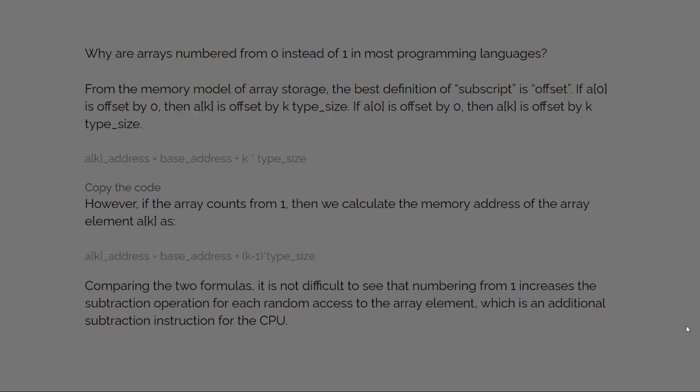Why are arrays numbered from 0 instead of 1 in most programming languages? From the memory model of array storage, the best definition of the subscript is offset. If A[0] is offset by 0, then A[k] is offset by k times the type size.